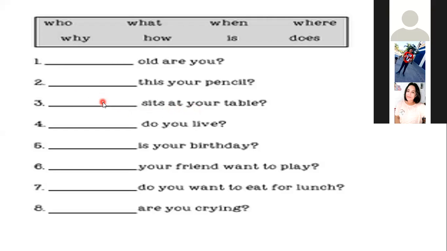Esta es un poquito tricky, te voy a ayudar. Esta sería who. Who sits at your table? ¿Quién se sienta en tu mesa? Number four. Where do you live? ¿A dónde vives?